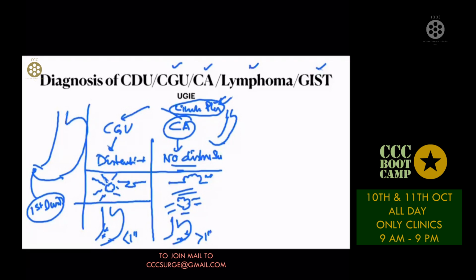Now comes the question of lymphoma and cyst. What happens in lymphoma is, if you look at the stomach, what you are going to find is that the stomach is like this, but there is a smooth bulging.